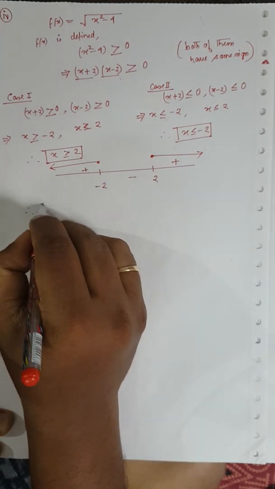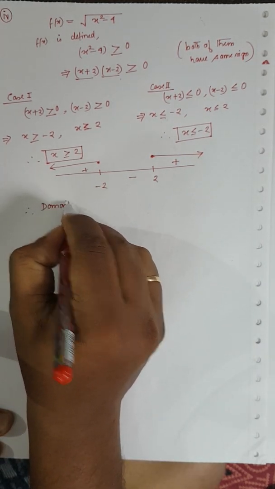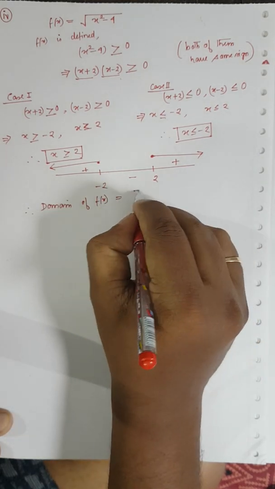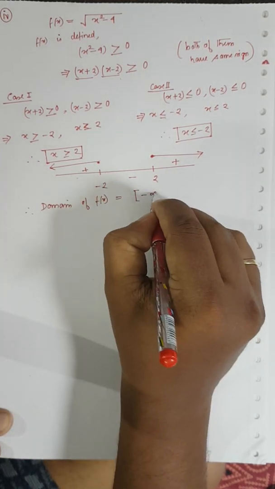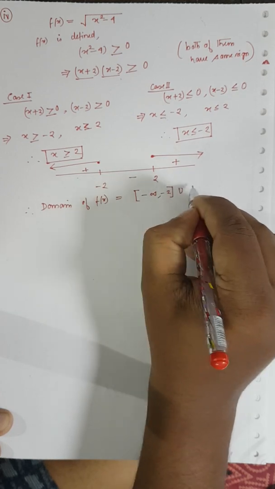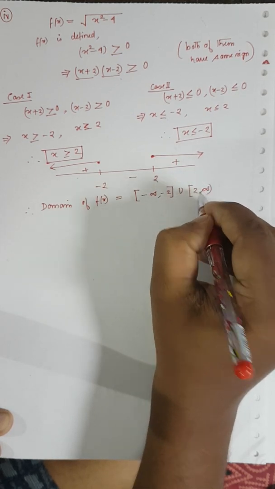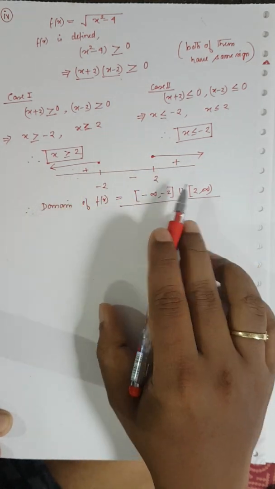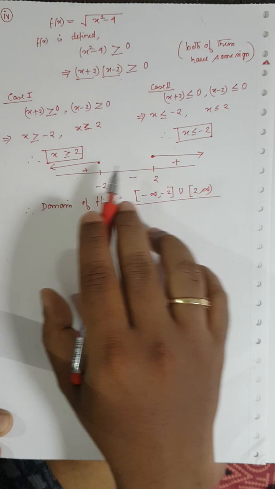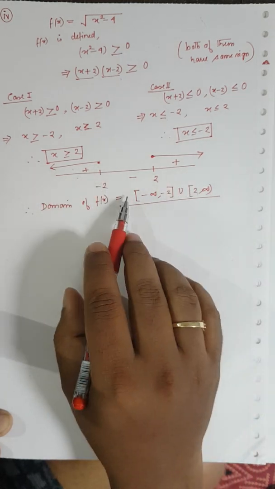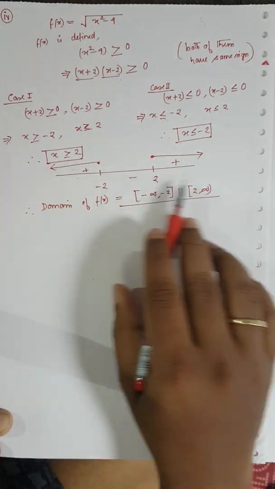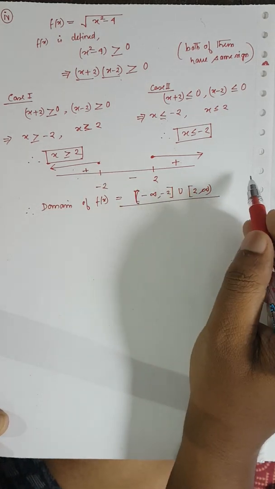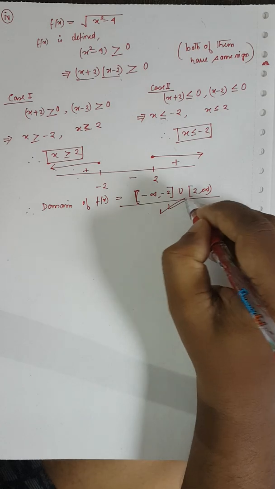Therefore, the domain of f of x will be minus infinity to minus 2, union 2 to infinity. Why union? Because they are disjoint sets, we cannot combine them into one interval, so I write the union of two open intervals, minus infinity to minus 2 and 2 to infinity. Okay, this is the domain of this function.